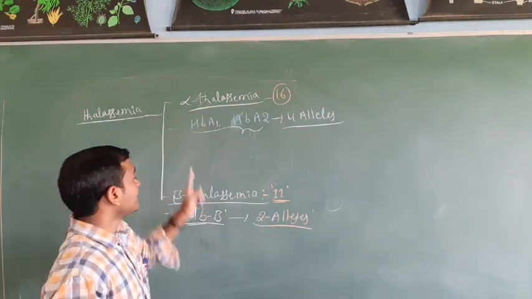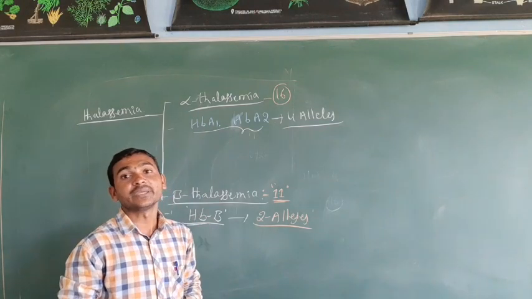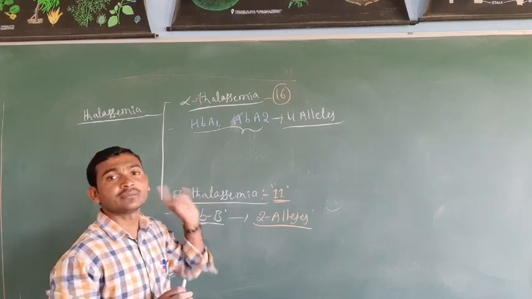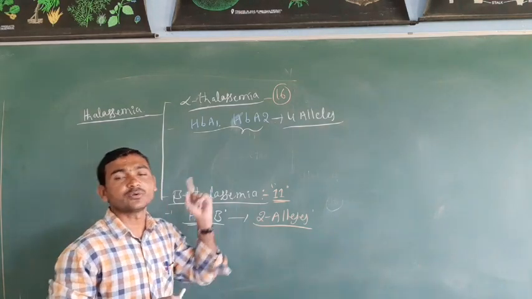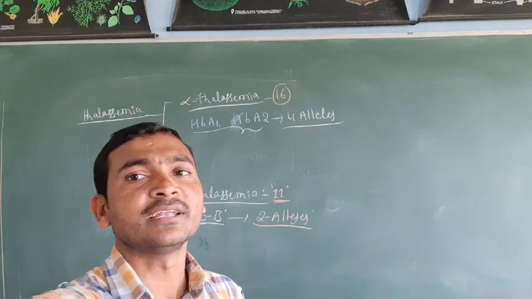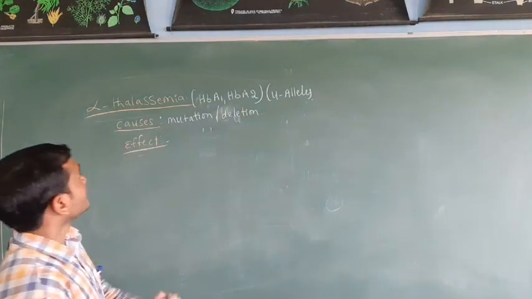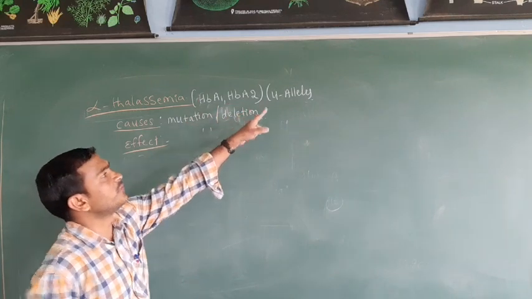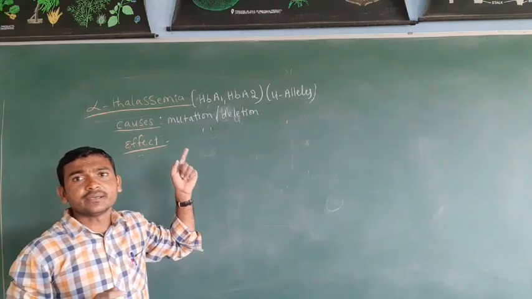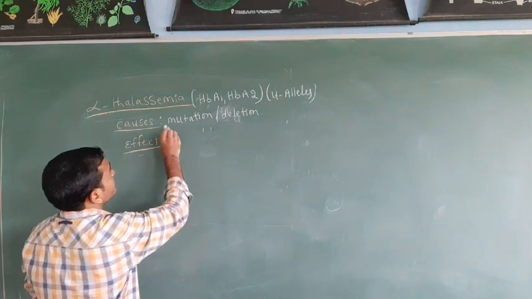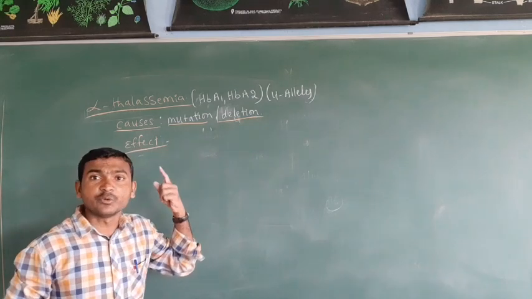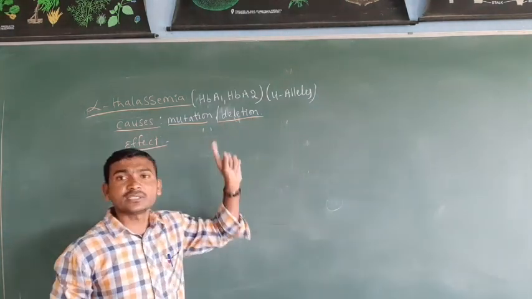Alpha thalassemia and beta thalassemia are different, and we will discuss them in detail. Now we are going to discuss alpha thalassemia in detail. In alpha thalassemia, with HbA1 and HbA2, there are 4 alleles. Here is how thalassemia happens: alpha thalassemia happens due to mutations or deletion in the gene. What is a mutation?